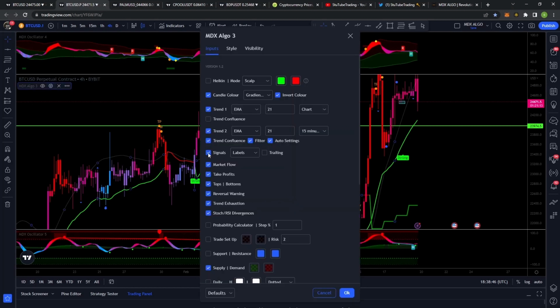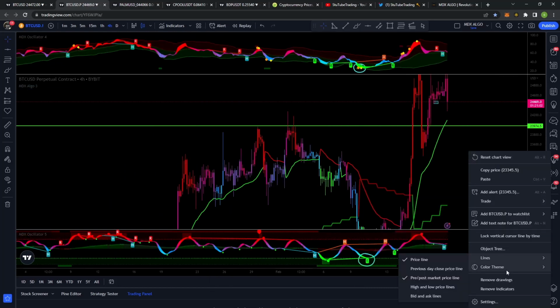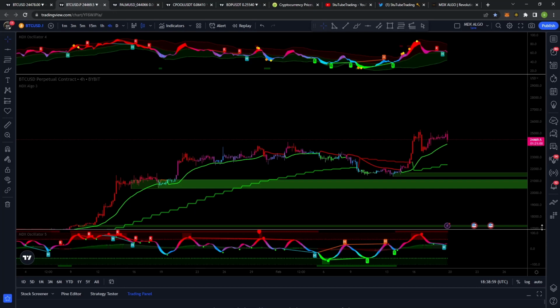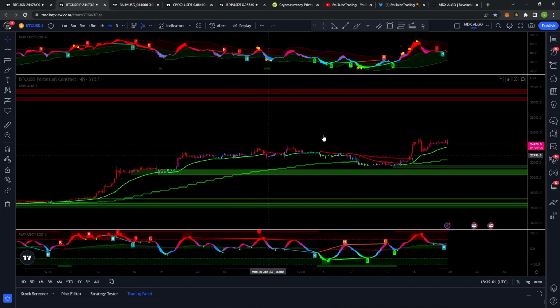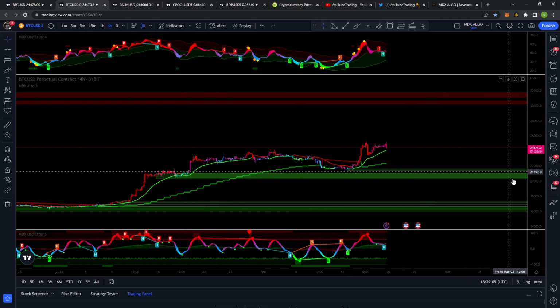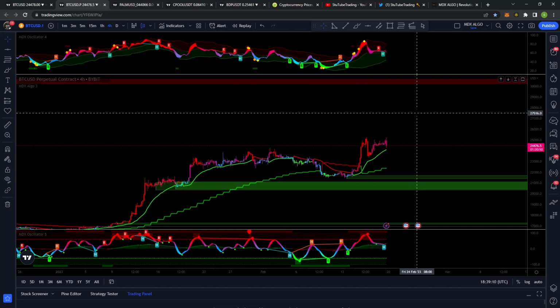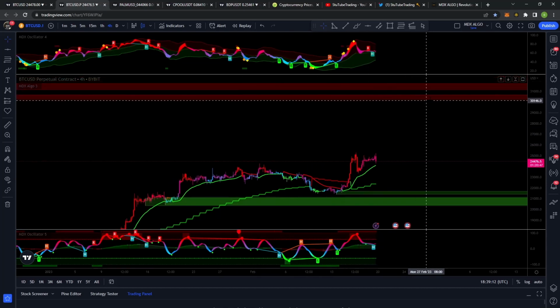What else? I'm just going to turn some of these off to clean up my charts a little bit. One of the other things I really like about the latest indicator updates is the supply and demand. So here, I'll actually remove all my drawings, and you can see that these boxes are actually mapped out with the indicators themselves. That's just automatic. The green would be demand zones, the red would be supply zones.